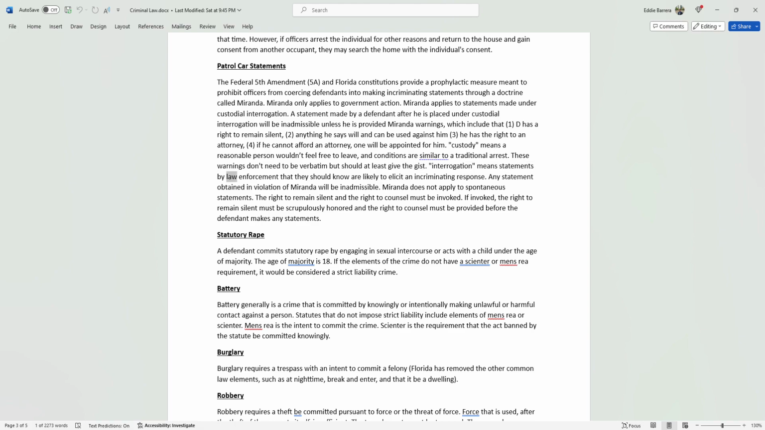Interrogation means statements by law enforcement that they should know are likely to elicit an incriminating response. Any statement obtained in violation of Miranda will be inadmissible. Miranda does not apply to spontaneous statements. The right to remain silent and the right to counsel must be invoked. If invoked, the right to remain silent must be scrupulously honored and the right to counsel must be provided before the defendant makes any statements.